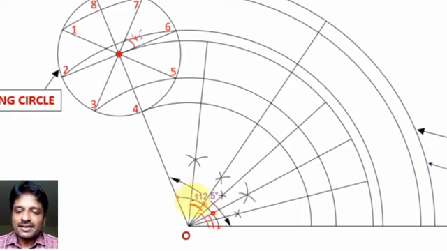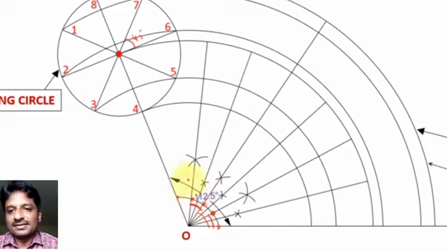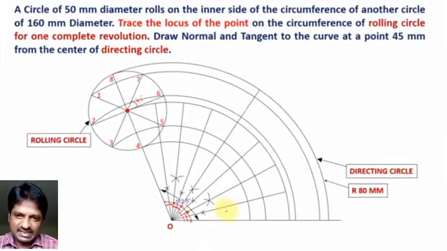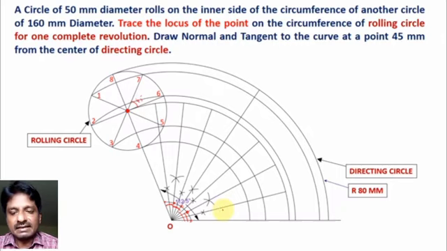Similarly here also you can make and you can divide. In this way this 112.5 is divided into 8 equal points precisely, and draw the line up to the center line of the arc line of the rolling circle.